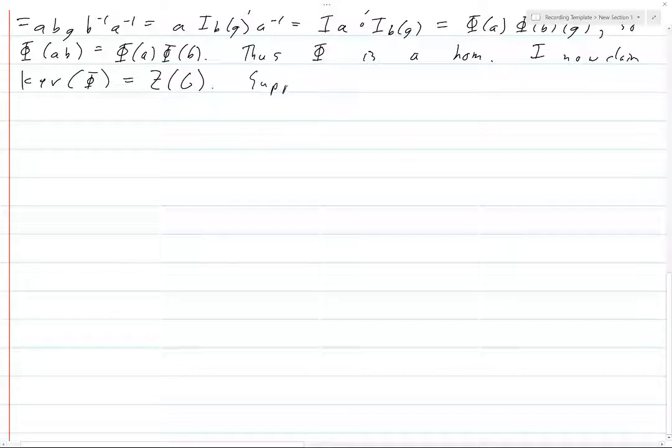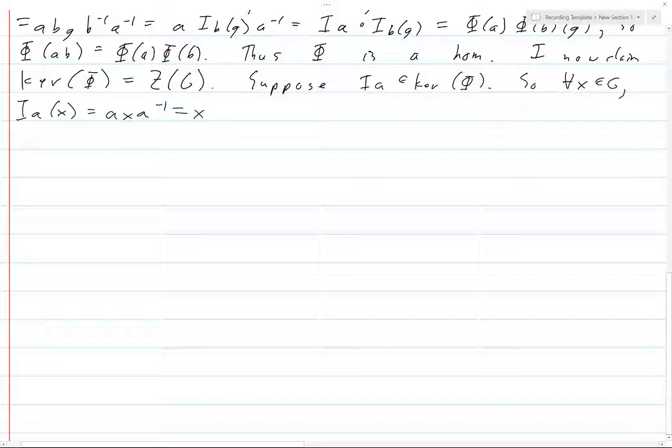So here, suppose IA is in the kernel of phi. This means that for all x in G, IA of x equals AxA inverse equals x. And for this last equality here, we multiply by A on the right, so Ax equals xA. And thus, because this holds for all x in G, A is in Z of G.